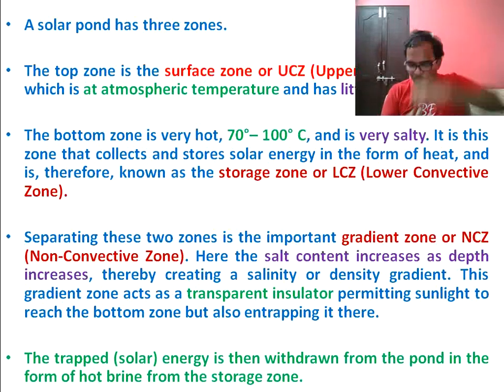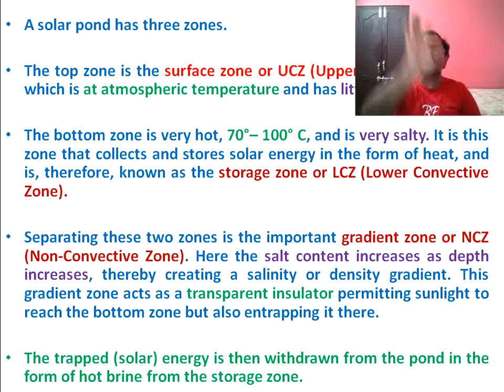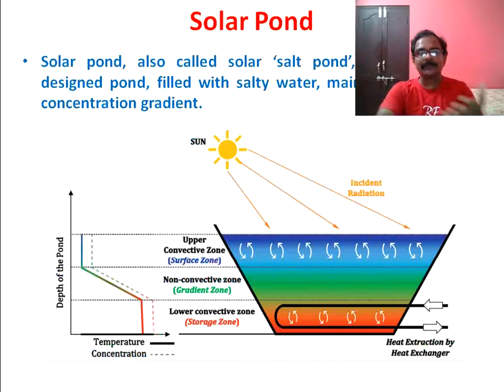Now because of the salt content, it will never pass the hot water back into the upper convective zone, because it is ceasing the convection process. That is why it is called transparent. One way it is allowing the sunlight, and the other way it is not allowing the hot water to move upwards. That's why it is called a transparent insulator. The trapped solar energy is withdrawn from the pond in the form of hot brine from the storage zone. So what is the purpose? Now the bottom layer will be very hot, and this hot zone will be utilized for conversion of water into steam. Now coming to this diagram.